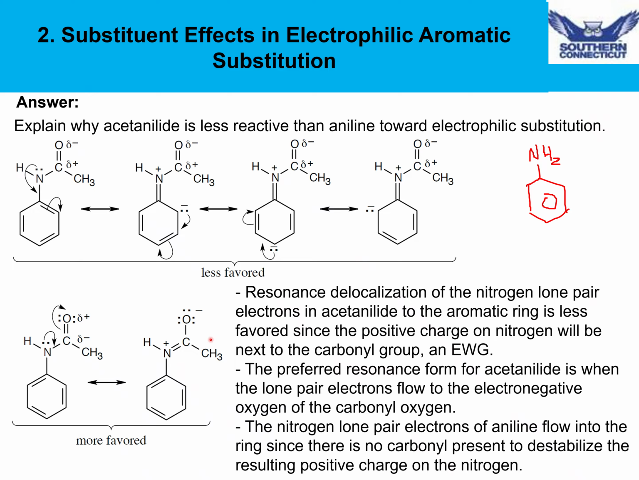And note that this resonance structure is actually more stable since we have a negative charge on the oxygen compared to the other resonance structures that we see here with a negative charge around the carbons. So in the case of acetanilide, the lone pair is actually tied up in resonance with the carbonyl, while in the case of aniline, that lone pair, since there is no carbonyl, is free to push electron density into the ring, which makes the ring even more electron rich than it would be in acetanilide.